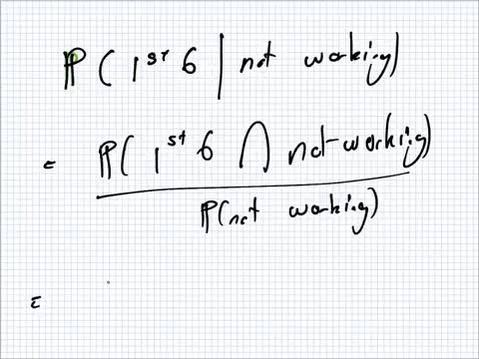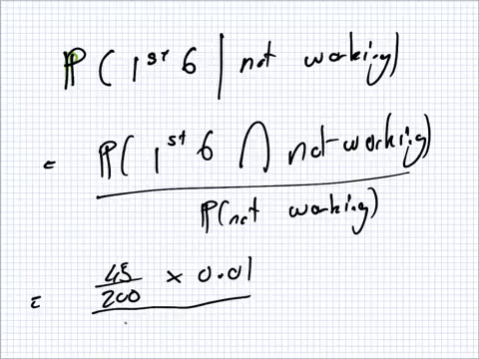So that is 45 over 200 multiplied by 0.01 all over 0.006125. That gives 0.367. Is that what you got? Yeah, Nina?